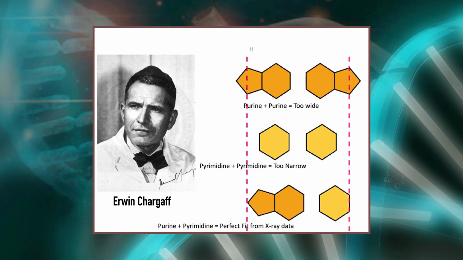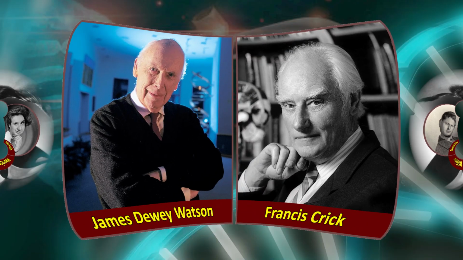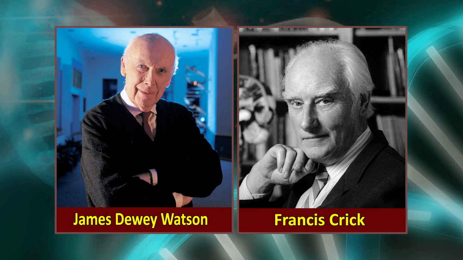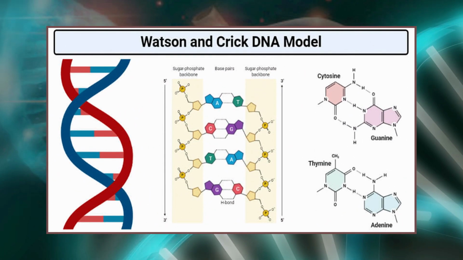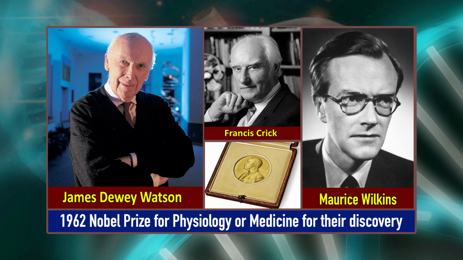In 1953, using Chargaff's data and the X-ray images recorded by Rosalind Franklin, Maurice Wilkins, and Raymond Gosling, British biophysicists James Watson and Francis Crick determined the molecular structure of double helix DNA, that is, deoxyribonucleic acid. Watson, Crick, and Wilkins shared the Nobel Prize for this discovery in 1962 in Physiology or Medicine.